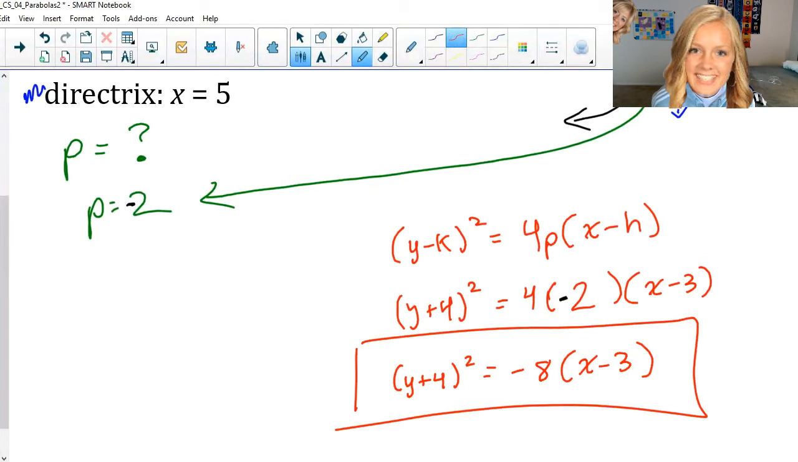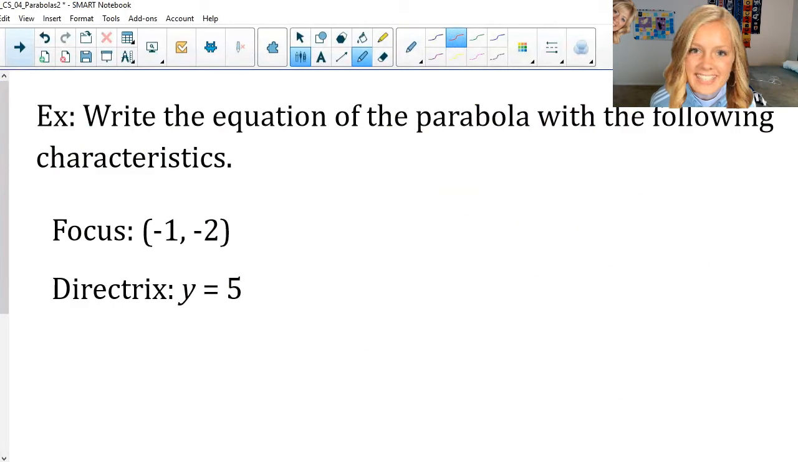We started with the directrix and the vertex, and we figured out the equation. Okay, let's go again. Write the equation of the parabola with the following characteristics. So similar, but I know different information now.